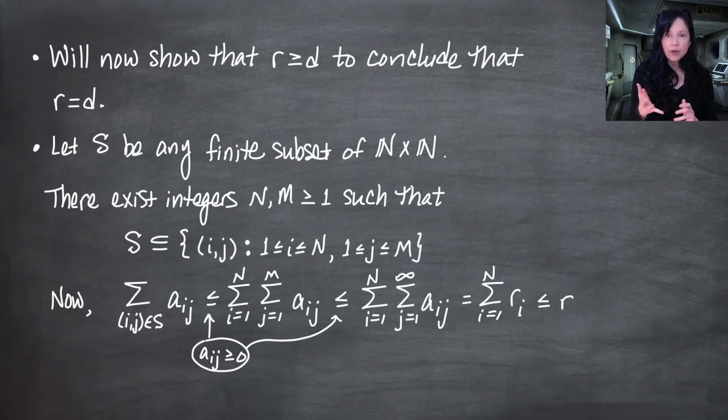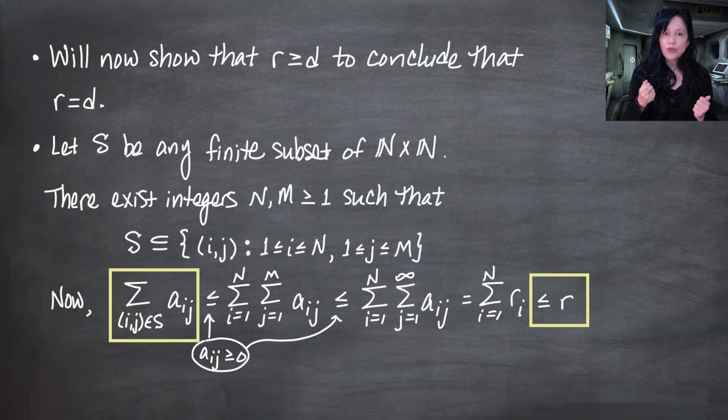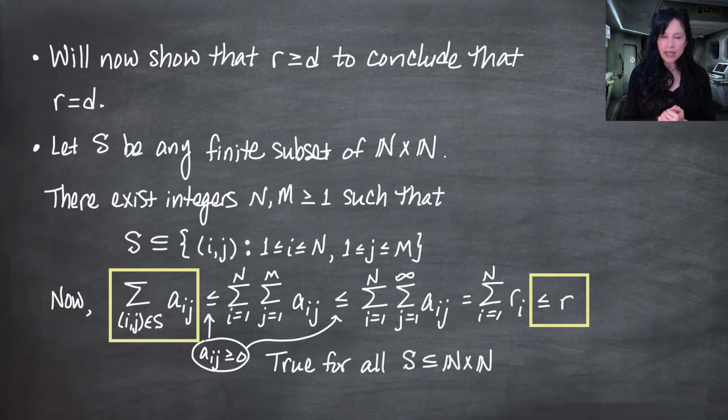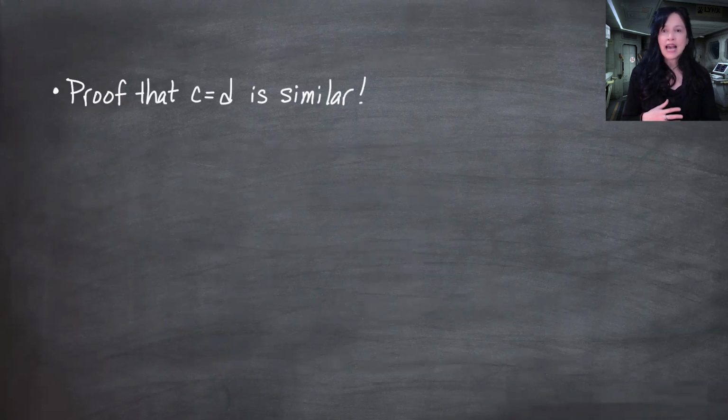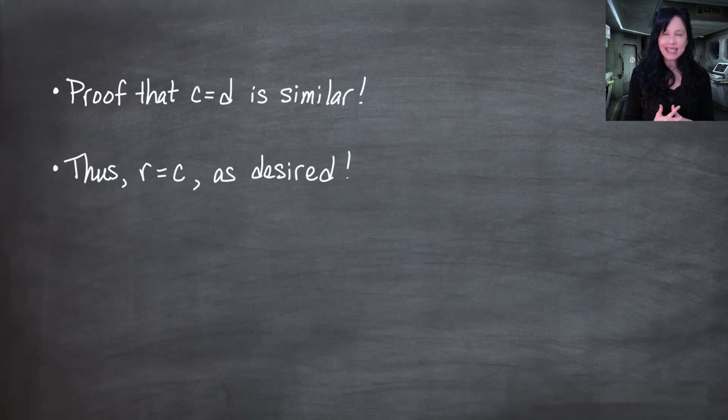And this inequality is true for all finite subsets S of N cross N. And the supremum is taken over all of these kinds of subsets. And so I have an upper bound for this expression for every finite subset of N cross N. And this is going to be the supremum. D was defined to be the least upper bound. And this implies that D is less than or equal to R. So we have that R equals D. And a very similar argument will show that C equals D. And then we're done. If R equals D and C equals D, then R equals C.